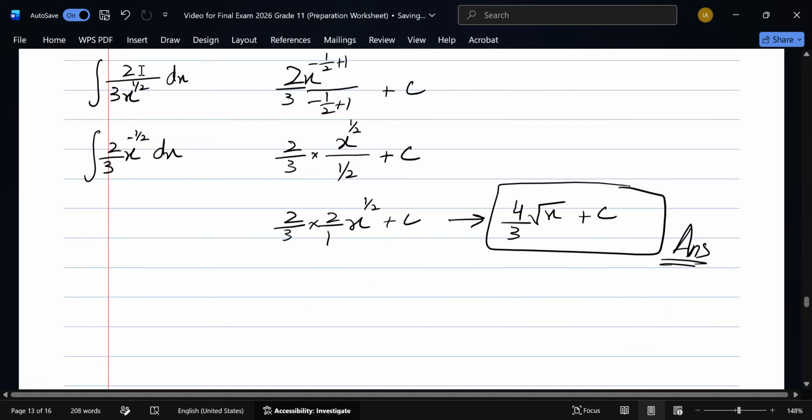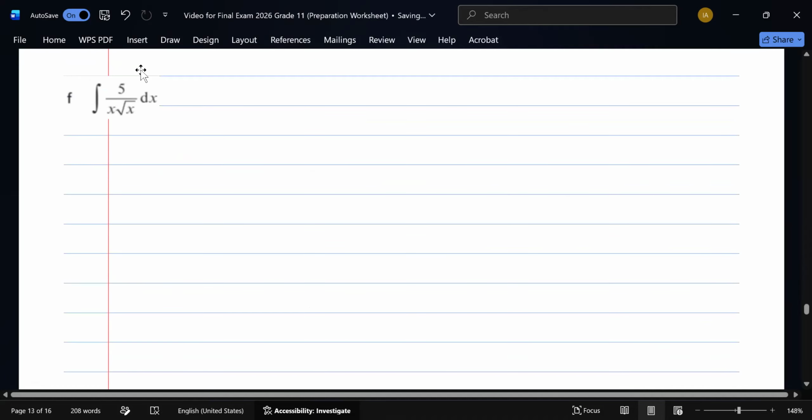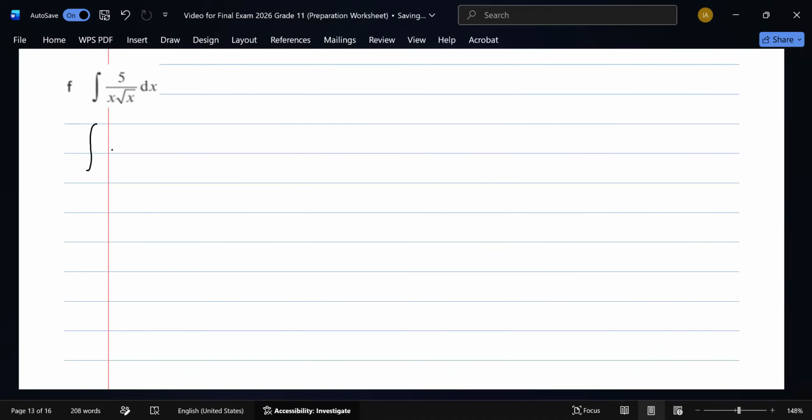Okay, let's take this one. Now here, if you observe closely, there are two x, one with power 1 and the other one with power half. Both x bases are the same, multiplying each other means the power must be added. So it's going to be 1 plus half makes 3 upon 2. But before integration, it should be in the numerator. Let's bring it in the numerator. Sign must be changed.